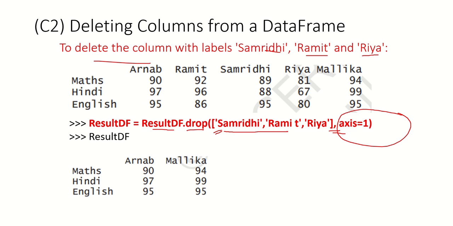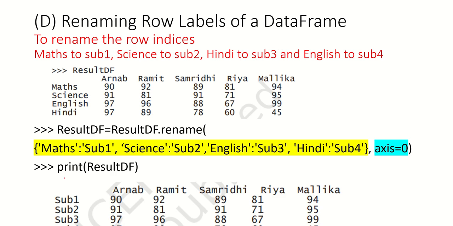Now next question is how to rename a row label or column label. So first we shall see how to rename a row label. Here too, for renaming both the columns and row label, both are the same statement that we have to use. The only difference that you see is in the axis: axis equal to 0 in the case of row, and axis equal to 1 for column label.